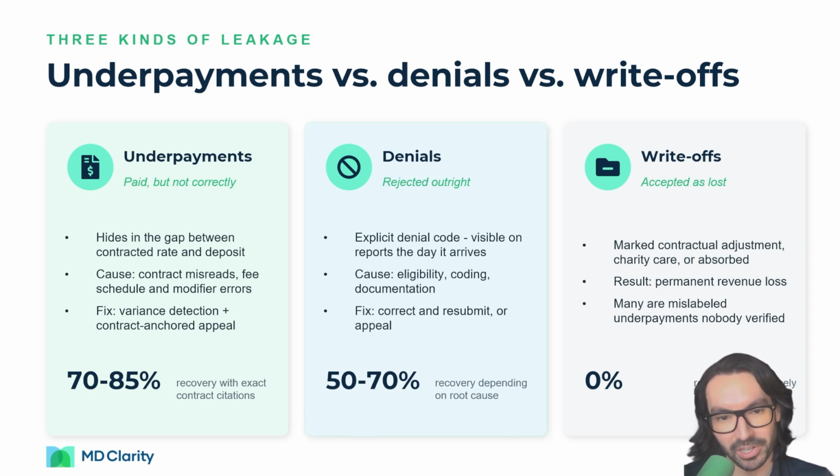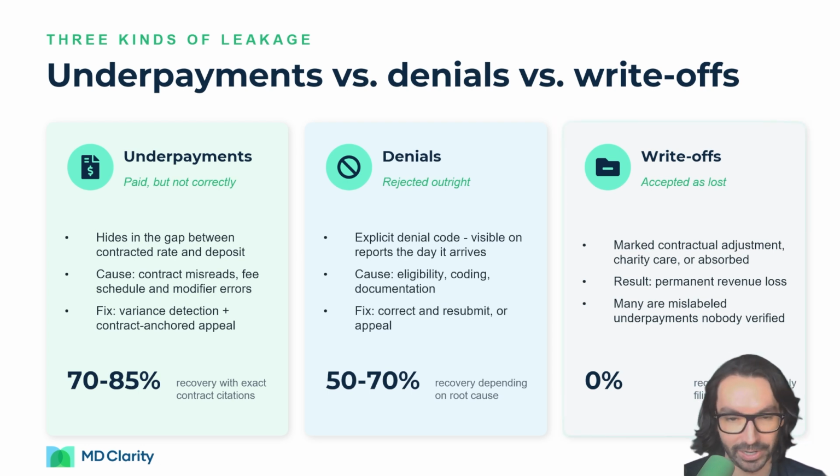Second column, denials. Rejected outright. There's an explicit denial code. The claim is visible on standard reports the day it arrives. And the cause is usually eligibility, coding, or documentation. You correct and resubmit, or you appeal. Recovery runs 50 to 70% depending on root cause.